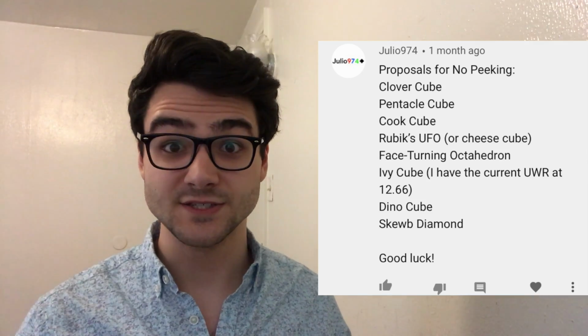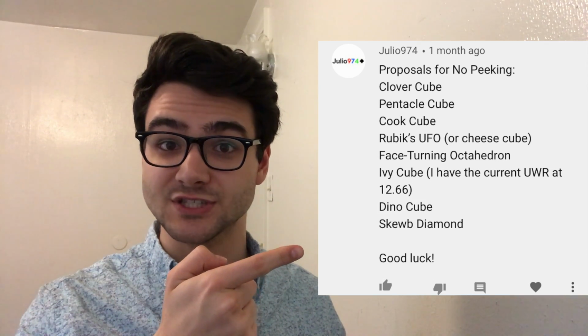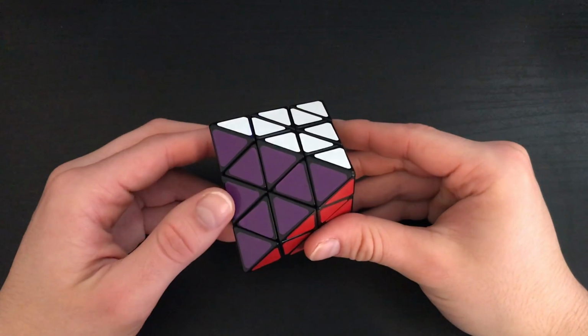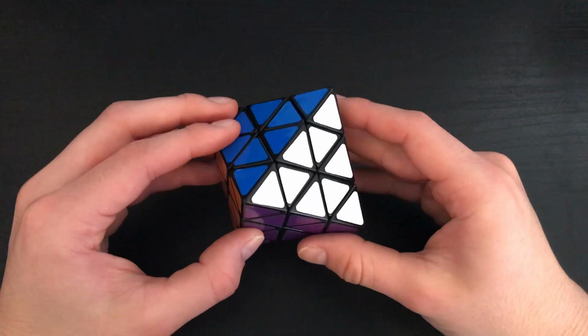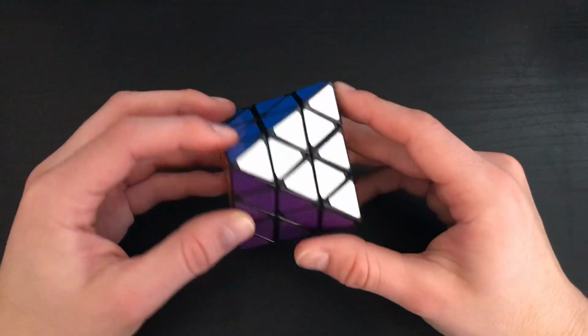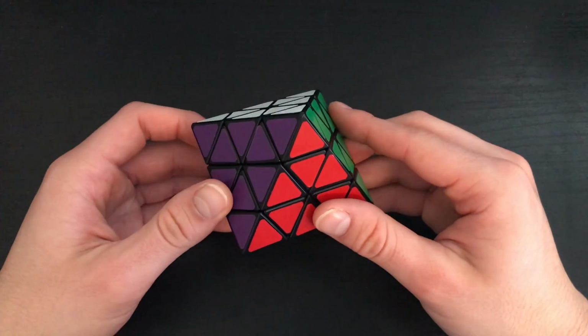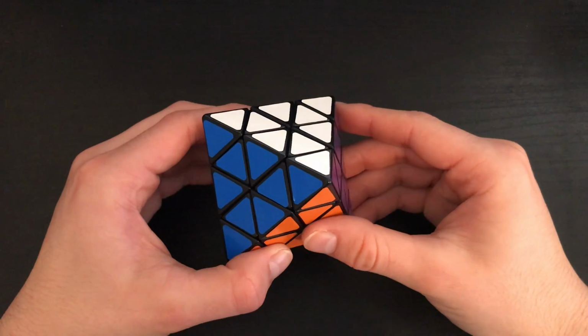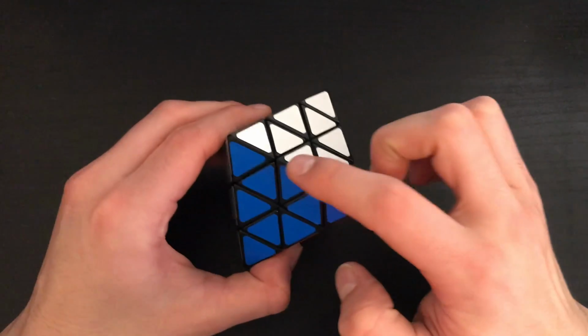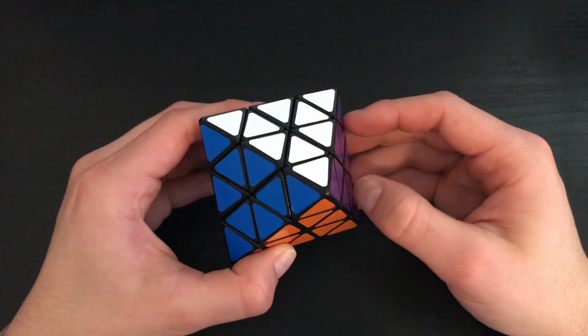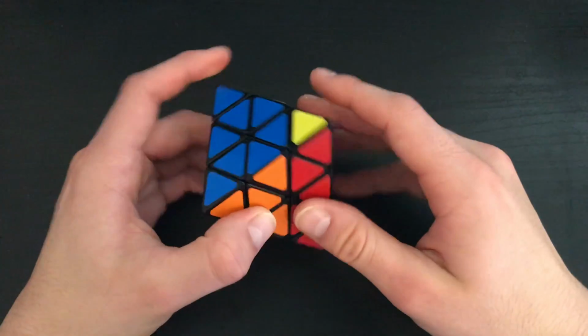Today, I'm going to be attempting the face-turning octahedron. Thanks to Julio974 for the suggestion. The face-turning octahedron, or FTO for short, is a very unique puzzle. It does not behave like anything else that I've tried before. It has three kinds of pieces: corners, edges, and centers, and it turns like this.